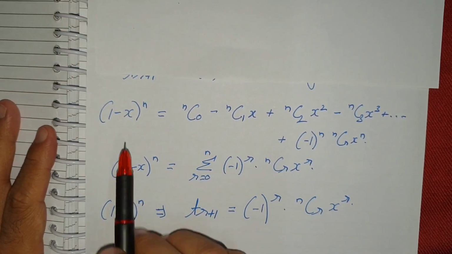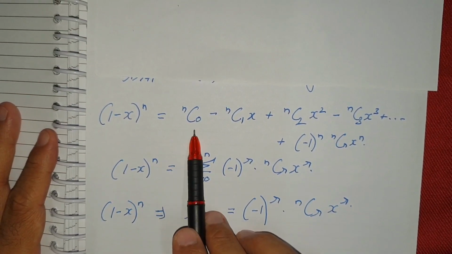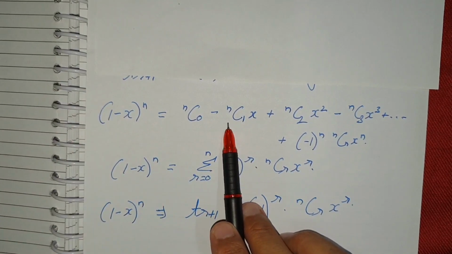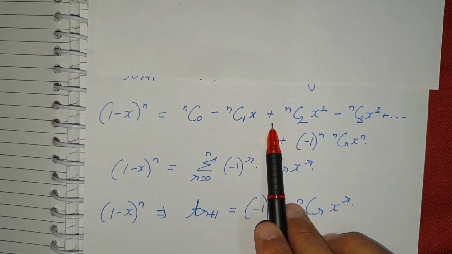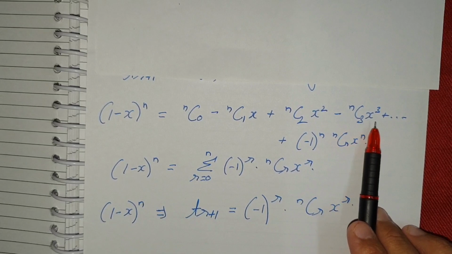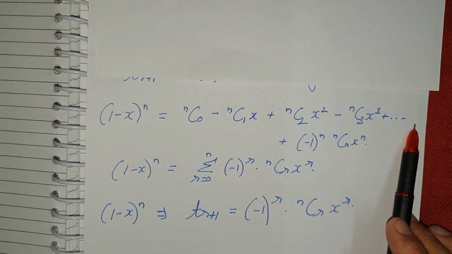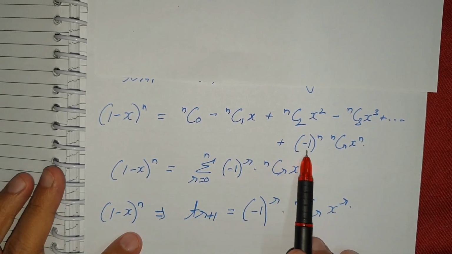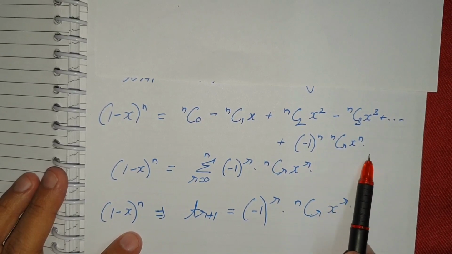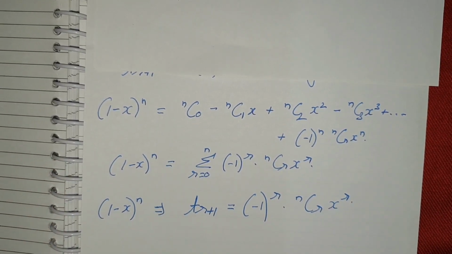so (1 - x) to the power n: nC0, then negative, minus nC1 x, plus, then positive, nC2 x square, minus, this is to the power 3 so negative, and so on, minus 1 to the power n, nCn x to the power n.